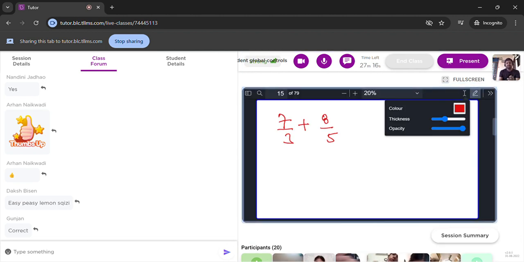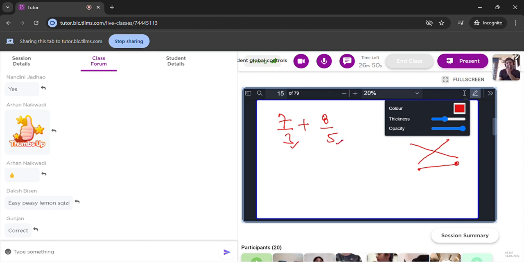We have to draw one line in this way and then one more line, and the third line is only for the numbers present in the denominator. As you can see here, this third line is only for the denominators. The first number in the denominator is 3, and here it is 5.